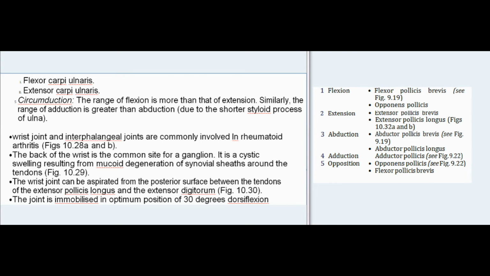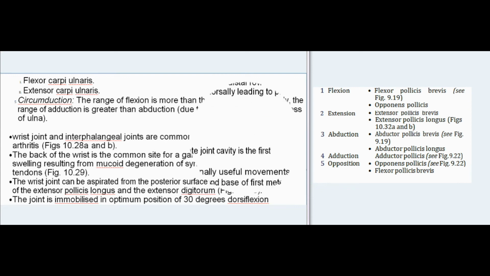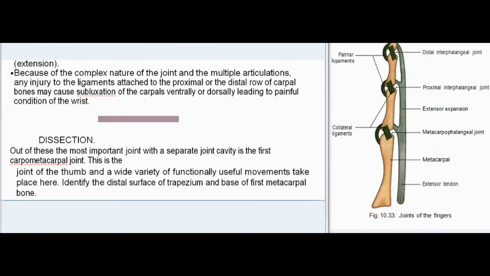The back of the wrist is the common site for a ganglion. It is a cystic swelling resulting from mucoid degeneration of synovial sheaths around the tendons, Fig 10.29. The wrist joint can be aspirated from the posterior surface between the tendons of the extensor pollicis longus and the extensor digitorum, Fig 10.30. The joint is immobilized in the optimum position of 30 degrees dorsiflexion, extension.